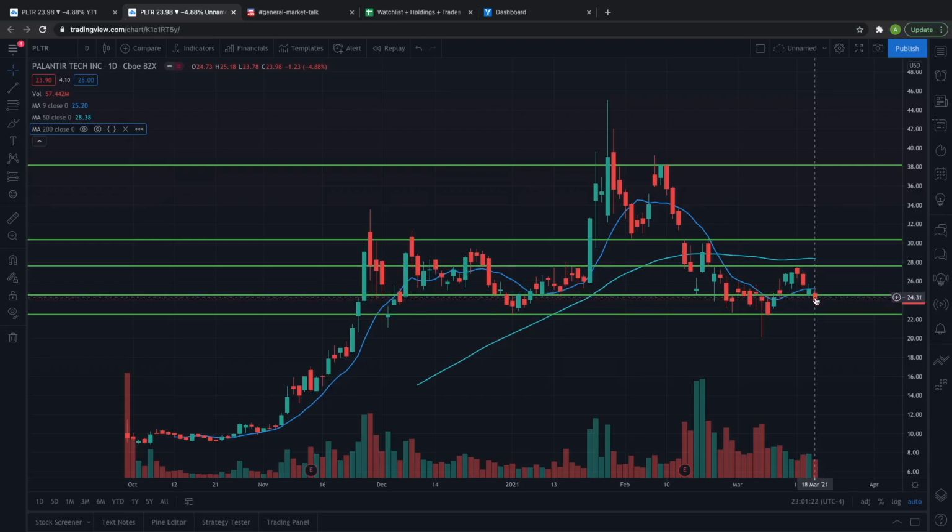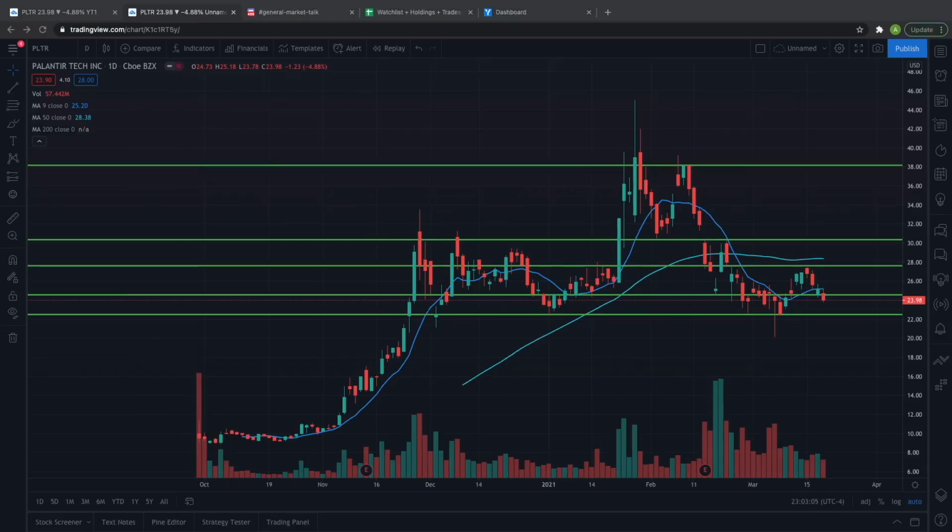As we can see here, Palantir didn't exactly hold 2460, and it had just broken below the 9 period moving average. So the next bit of trend that I would expect to see is a continuation down to 2260, and that would be where I would start entering.